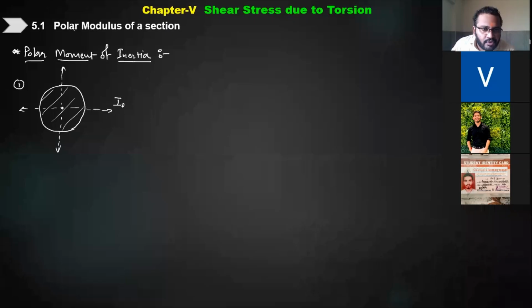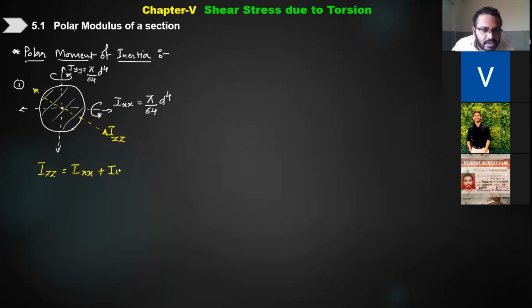So what is your moment of inertia about x-axis? The formula is pi by 64 d raised to 4, right? We have studied this formula. Now if you want to find out moment of inertia about y axis, it will also be pi by 64 d raised to 4. But if someone asks you to find the moment of inertia about an axis perpendicular to the plane, about z axis, so if you want to find out IZZ, then we know the perpendicular axis theorem that IZZ will be equal to IXX plus IYY, right?